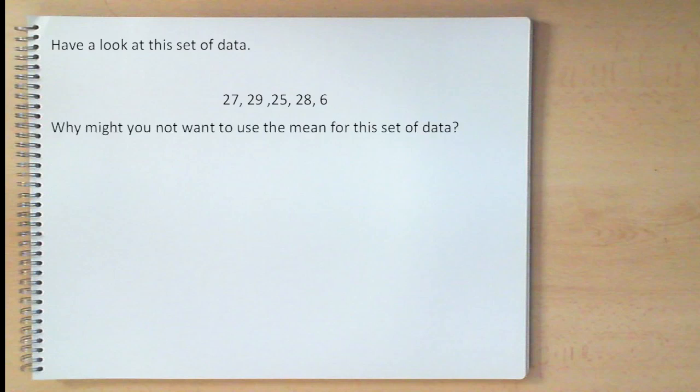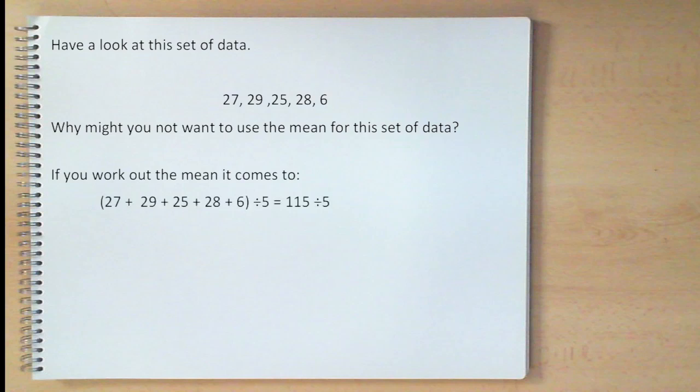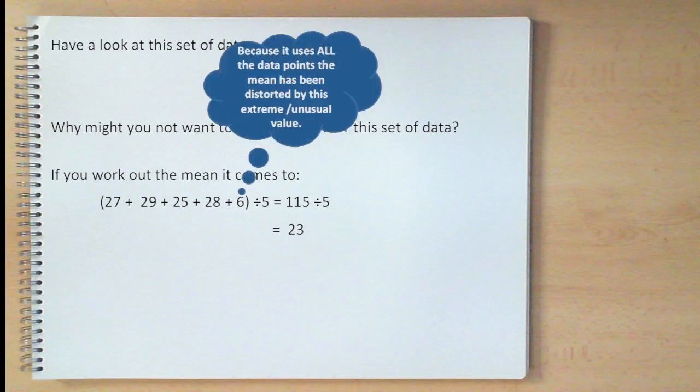Why might you not want to use the mean for this set of data? Well, let's calculate it and see what we get. We add up the numbers, and then there are 5 of them, so we divide by 5. So we get 115 divided by 5 gives us the mean of 23. So we've used all the data points, but because it's used all the data points, it's been distorted by the value of 6 in there. All of the other pieces of data are greater than or equal to 25. So saying the average is 23 doesn't really represent the data.